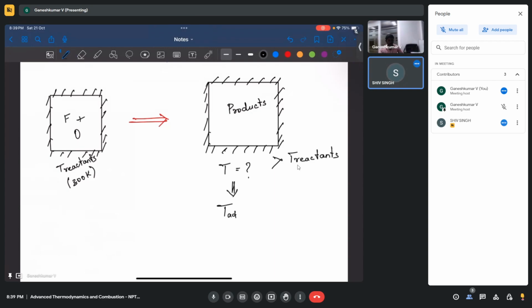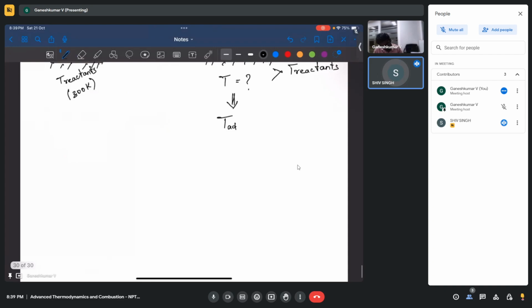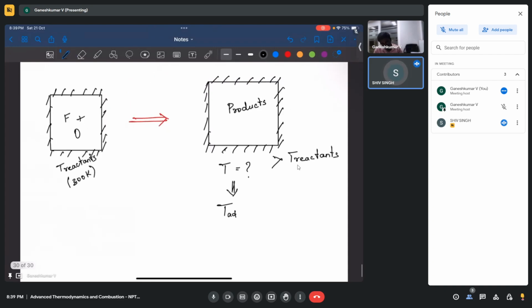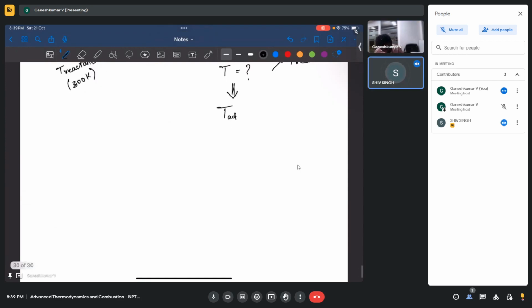Okay, sir. Understood. So it is the temperature reached for complete combustion of fuel and oxidizer. Now, this can be either a constant pressure process or a constant volume adiabatic process. Yes. Constant volume in a petrol engine and constant pressure in a diesel engine. Exactly. Right. Exactly. So let's say this will be in a piston cylinder arrangement.